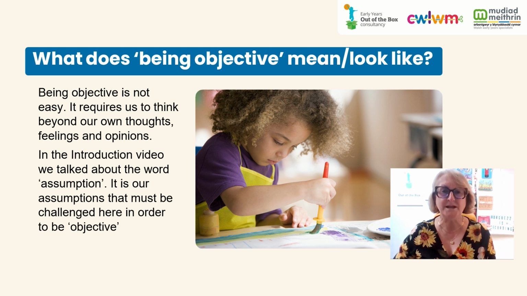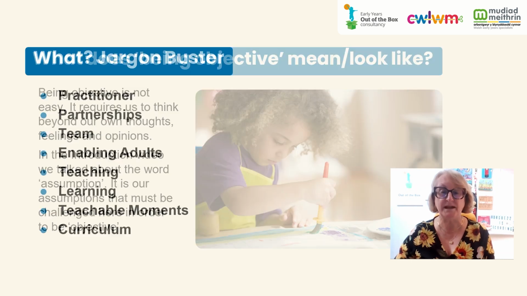Because what does being objective really mean and look like? Well, it's not easy. It's one of those elephants in the room that we talk about, one of the 5 lenses, where making assumptions is really easy to do. Remember in the introduction video, we talked about the word assumption. We have to challenge those assumptions in order to be objective.